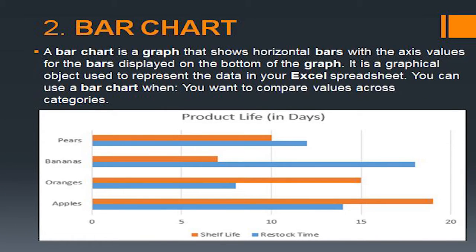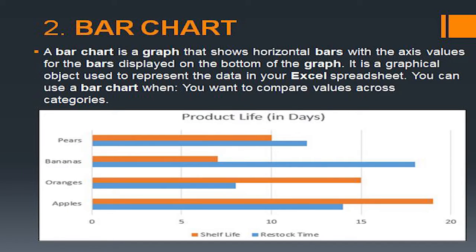Next one is the bar chart. A bar chart is a graph that shows horizontal bars with the axis values for the bars displayed at the bottom of the chart. It is a graphical object used to represent the data of your Excel spreadsheet. You can use a bar chart when you want to compare the values across categories. A bar chart is similar to a column chart, because it has the bars horizontally.